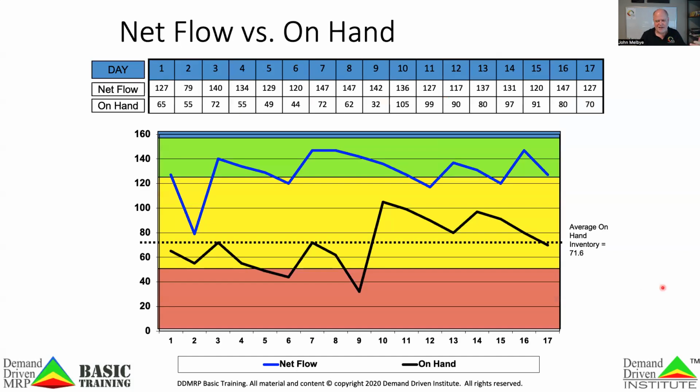Net flow versus on hand, we see we don't really have a fantastic correlation between these events. They're different, right? The net flow is telling us when we need to place an order. The on-hand distribution is telling us when we need to expedite. And we look at them separately to understand the answers to those questions.